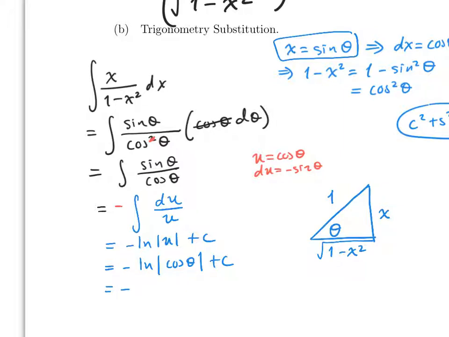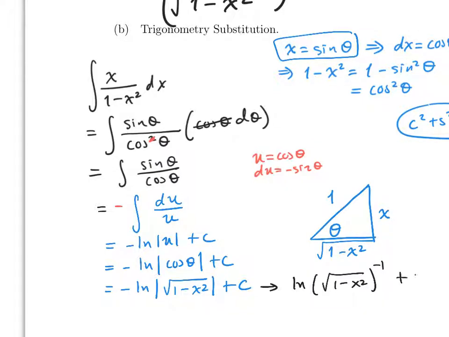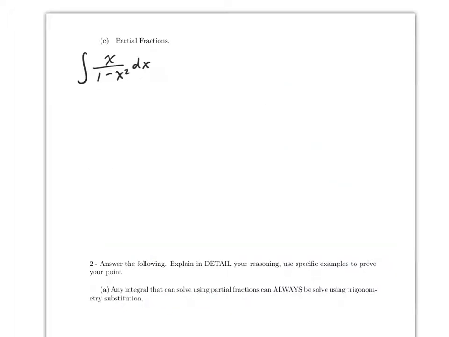So therefore this is negative ln of cosine, but cosine is the square root of 1 minus x squared, plus c. If we use the same rules from before, this is the same thing as ln of 1 minus x squared to the negative 1/2 plus c, which will give you the exact same answer that we got in part A.